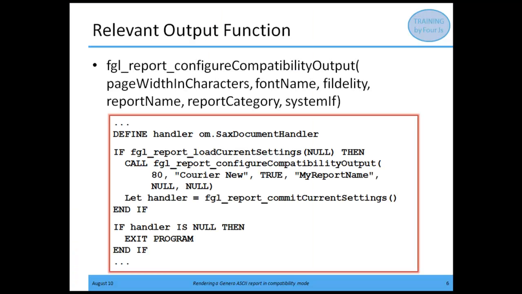There's a third function you can use when you're outputting an ASCII report in compatibility mode, and that's the FGL report configure compatibility output function. When you use this function, you'll be specifying things such as the page width, the font name, and the fidelity. Do you want the preview to look exactly as it's going to look when it outputs to the report? It's true or false, it's a Boolean. You can also specify a report name, a report category, and the absolute URL for any image that you may be placing in the background.